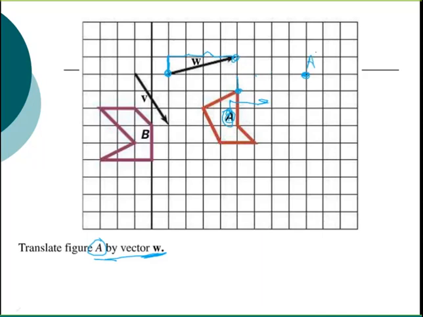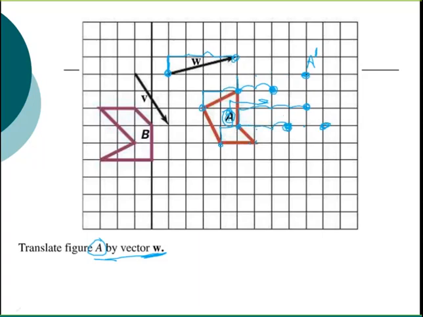So this is my new A prime top right dot. Take the same thing here. Go rise one, 1, 2, 3, 4 places to the right. Same thing here. Rise one, 1, 2, 3, 4 places. Same thing here. Rise one, go 1, 2, 3, 4 places. And last corner, rise one, 1, 2, 3, 4 places.